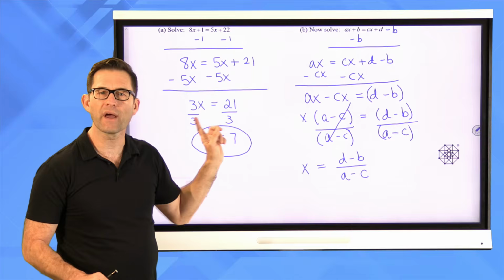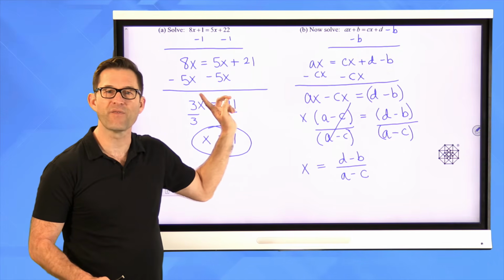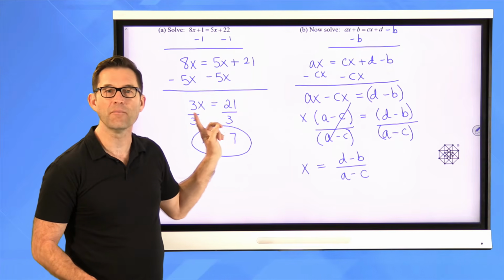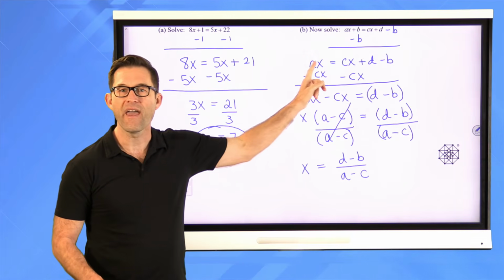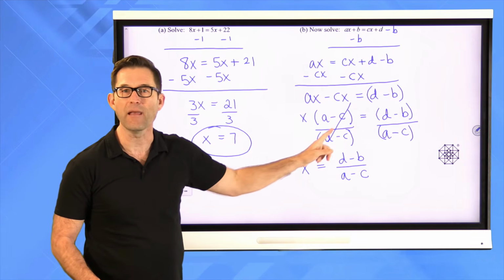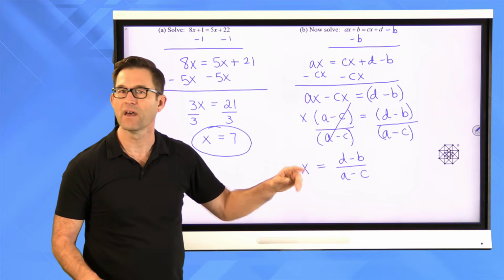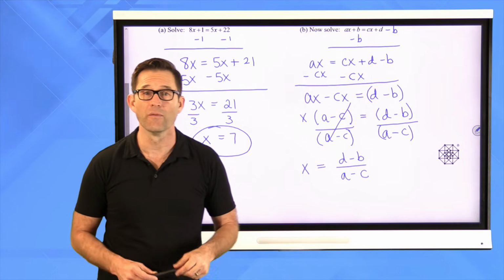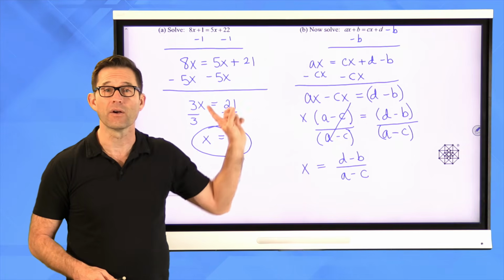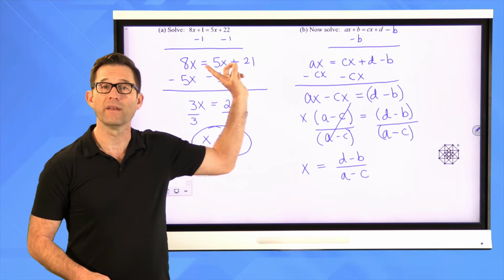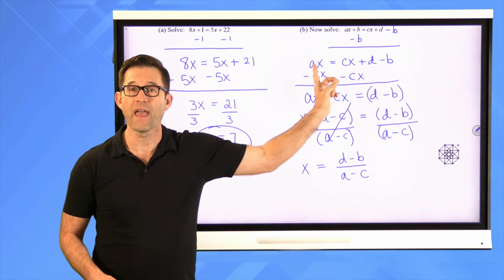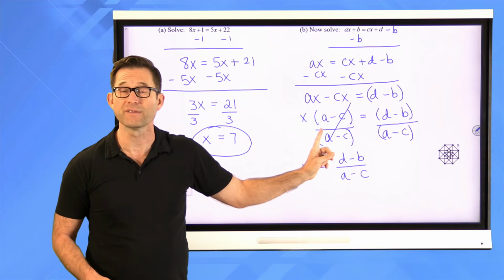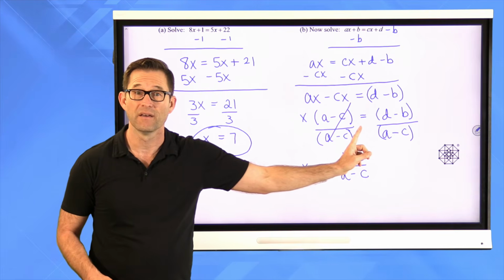But it really is what I did here, right? When I did 8x minus 5x, I got 8 minus 5 times x. That's exactly what I have here. ax minus cx is a minus c times x. I'm still just subtracting the coefficients, just like I did here. The big difference is here, when I did 8 minus 5, I was able to say 3. Here, when I did a minus c, the best I could do is say a minus c.